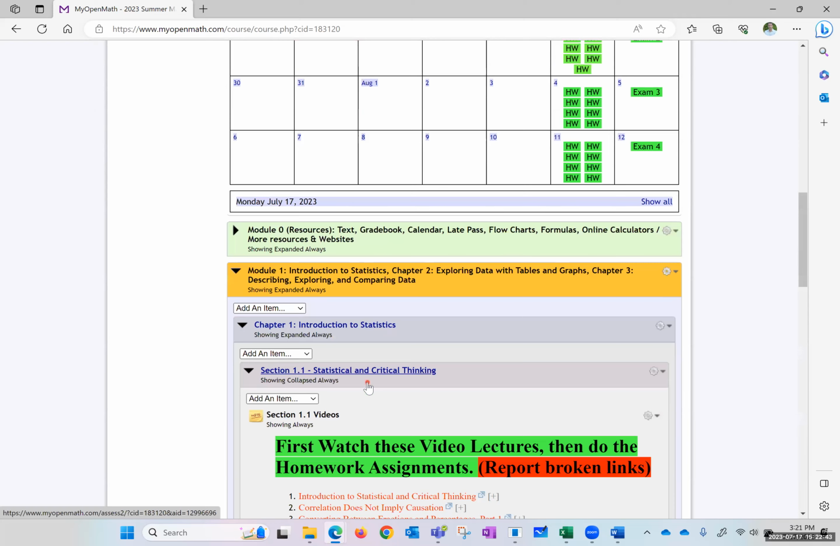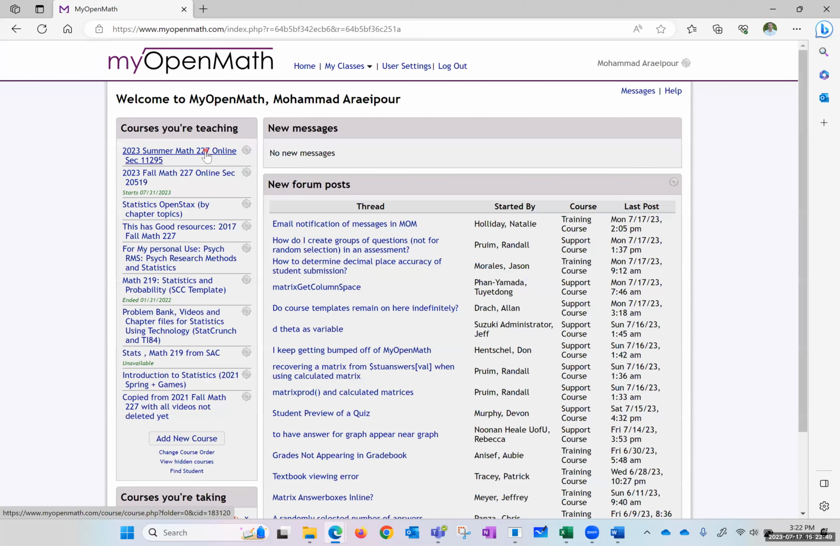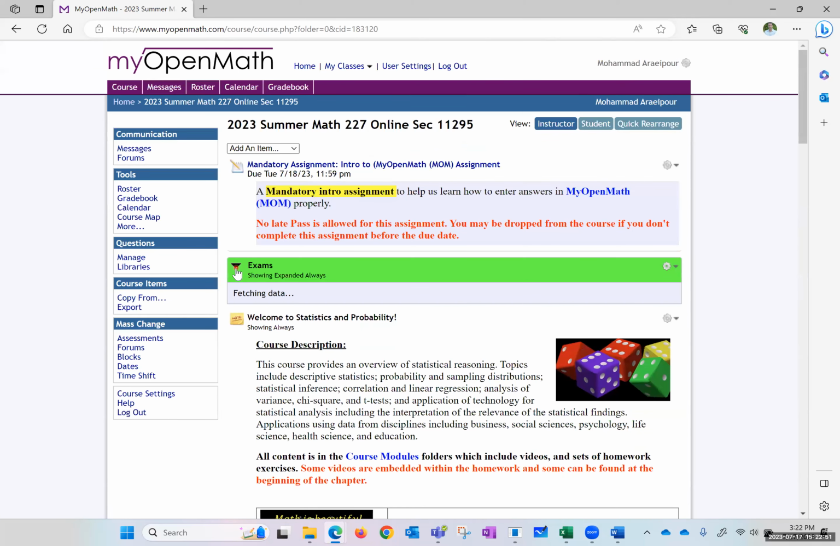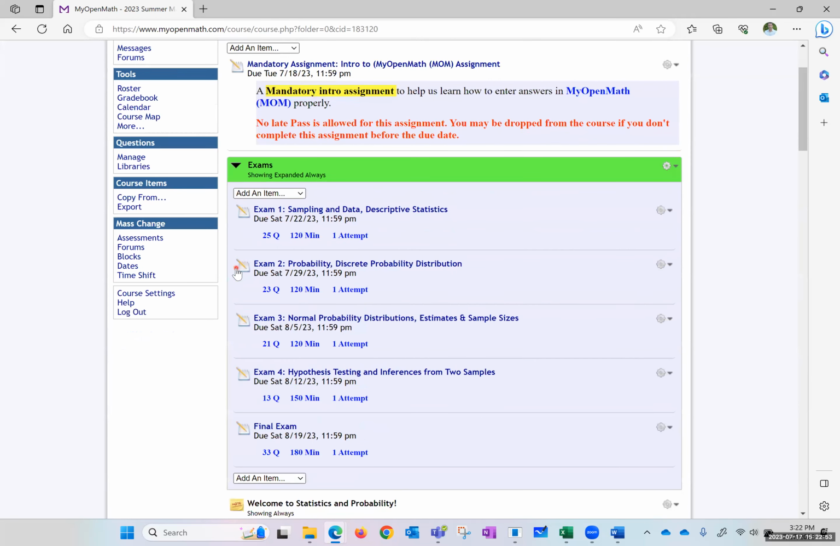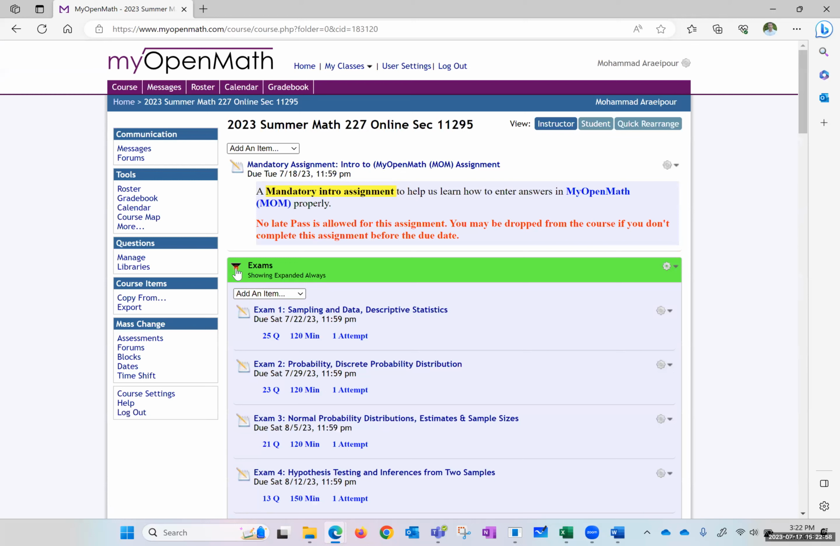Now, I put the exams at top also because you'll find them right here. And the information about the exam will be sent to you along with its password. Everything will be sent to you.